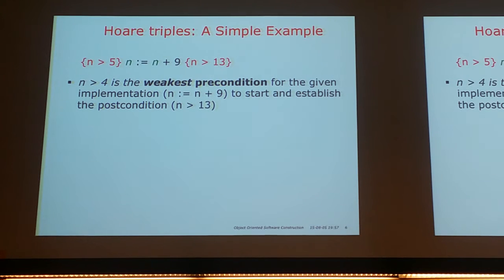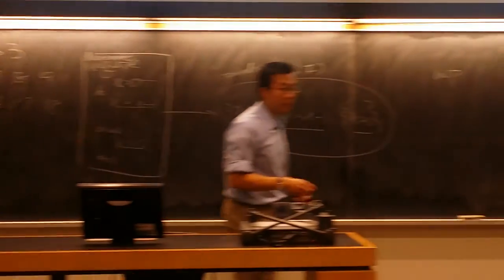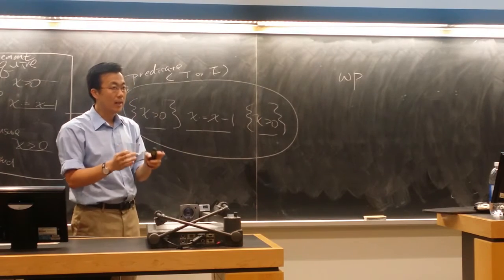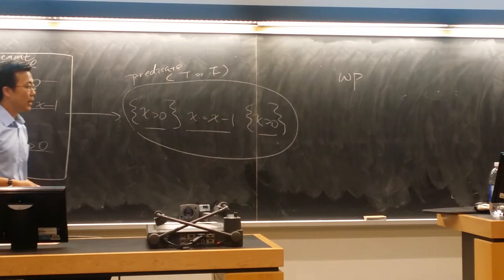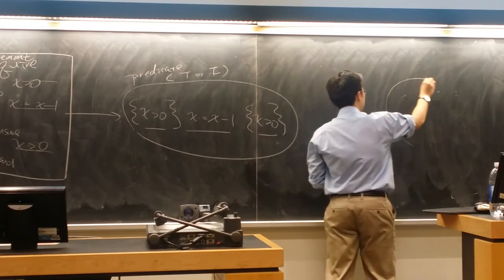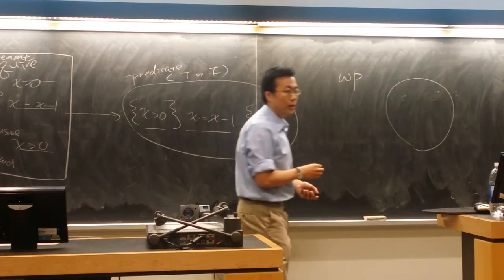So first of all, you have to know one thing here. We're going to use the acronym WP, which stands for weakest precondition. That means the largest set of input values that we should allow for this particular implementation. Conceptually, you can think of the WP as the set of possible input values you should allow.